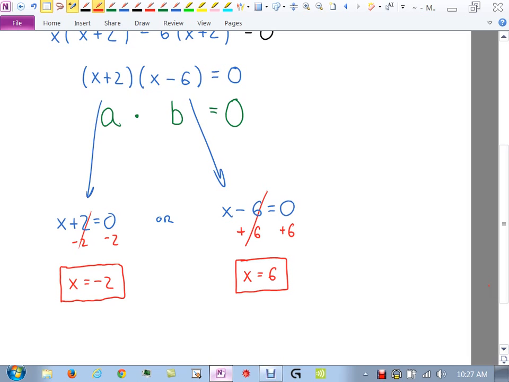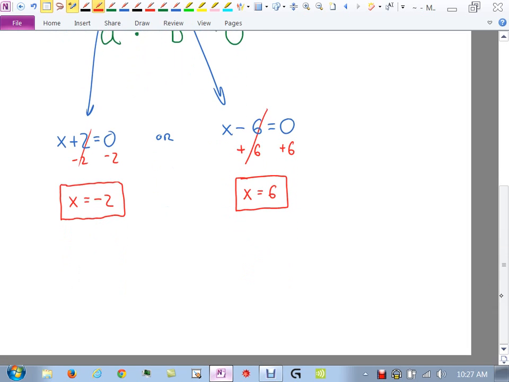Well, yes, this is our final answer, but I want to show you that it actually works. The original problem was x squared minus 4x minus 12 equals 0, right? Let me show you that negative 2 works, okay?